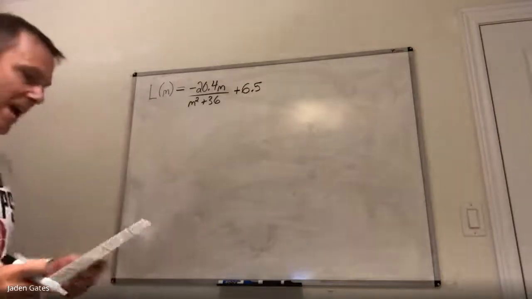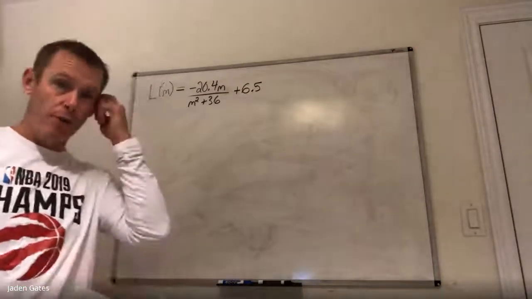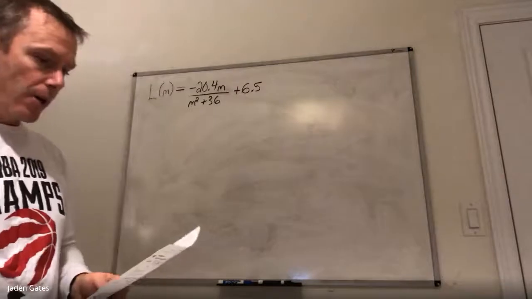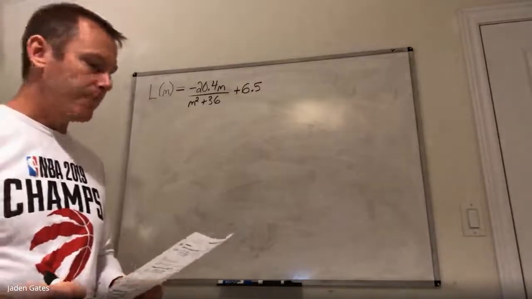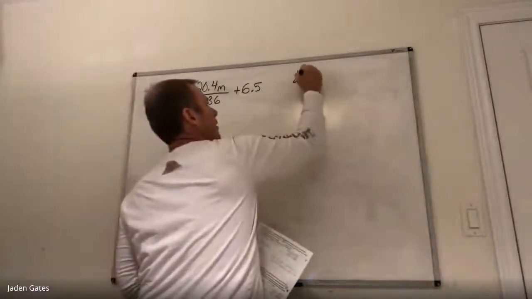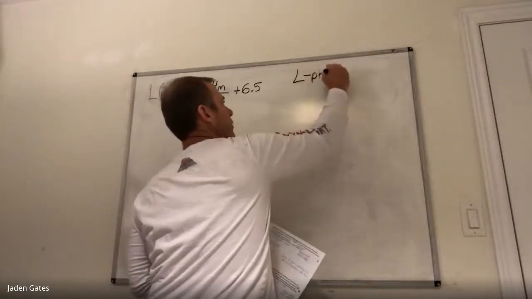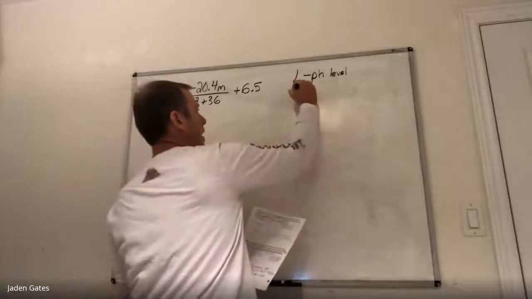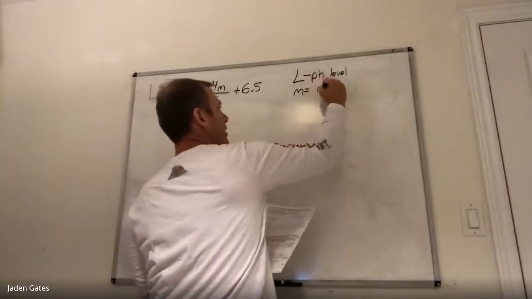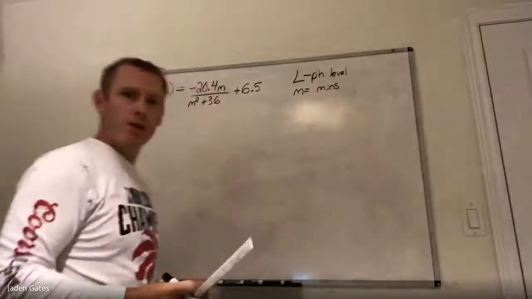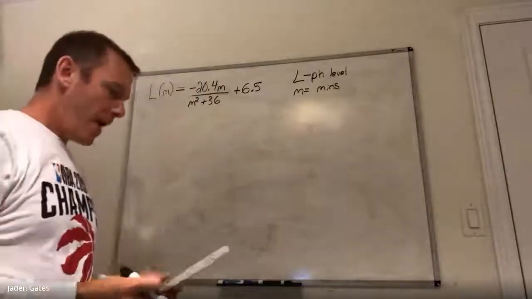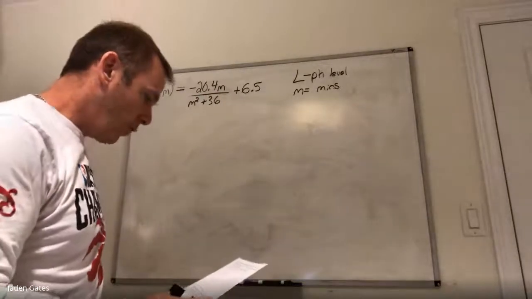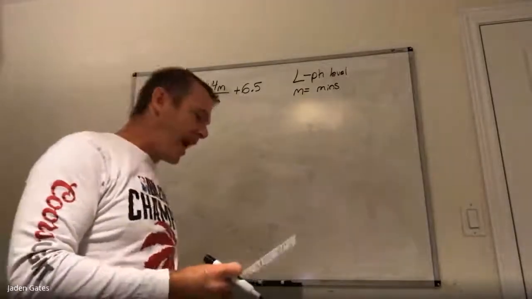Where L is your pH level, for those of you who are into chemistry, and m is the number of minutes. So L is pH level, and m is in minutes. I've got to know my units because in the end I have a little therefore statement. Now, keep going here. Estimate.